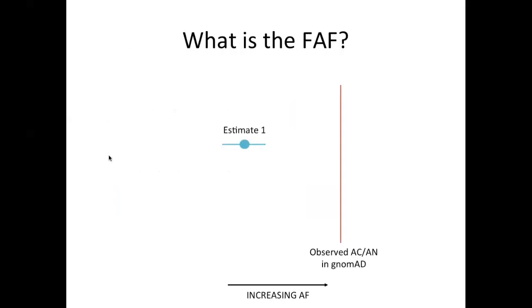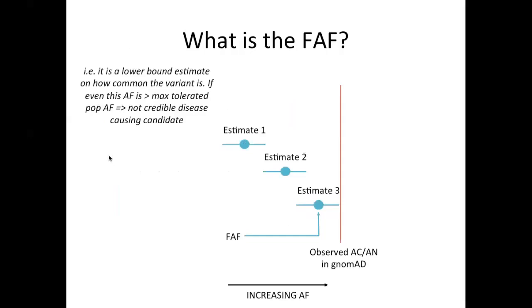And we take the confidence interval around this, shown by these blue lines. And what we do is we sequentially push this estimate further towards this red line and stop where we have the closest we can possibly get to that line without touching or crossing it. And this value here is what is our filtering allele frequency. In other words, it is a lower bound on how common that variant can be.